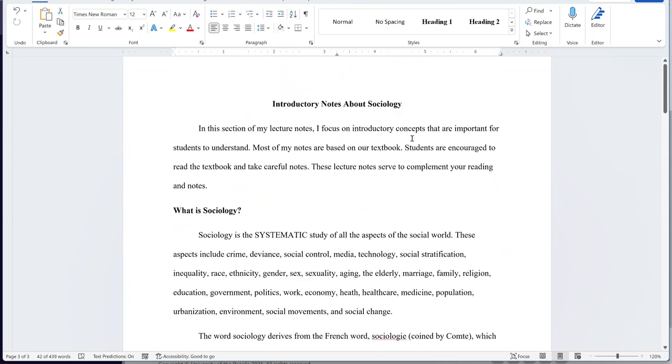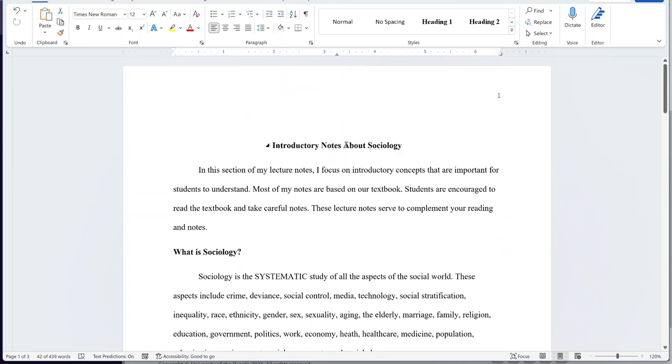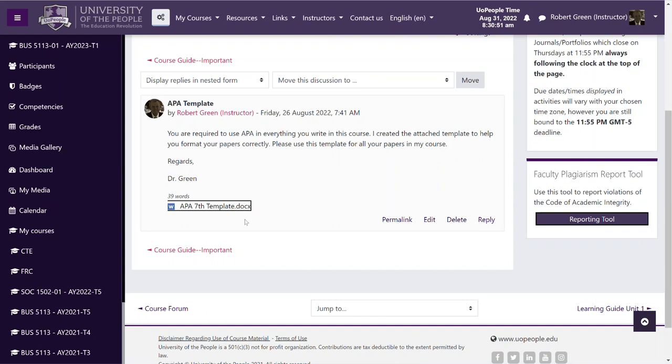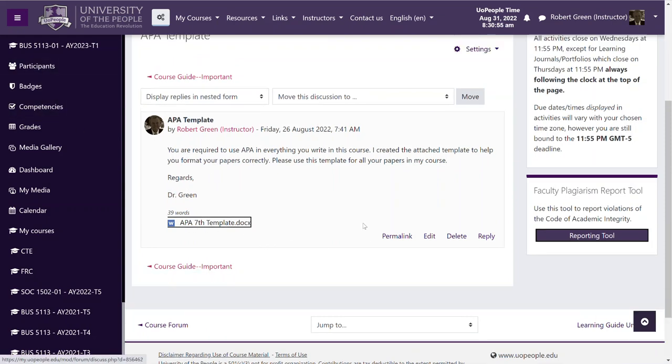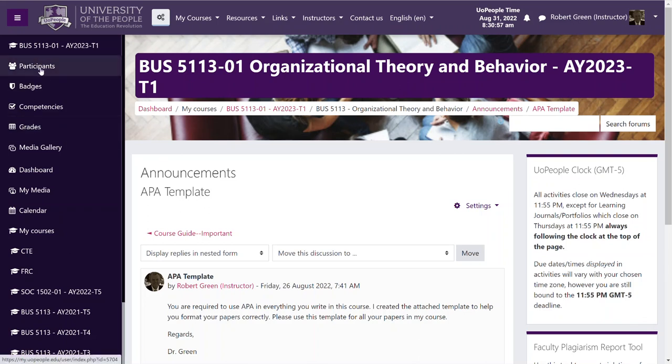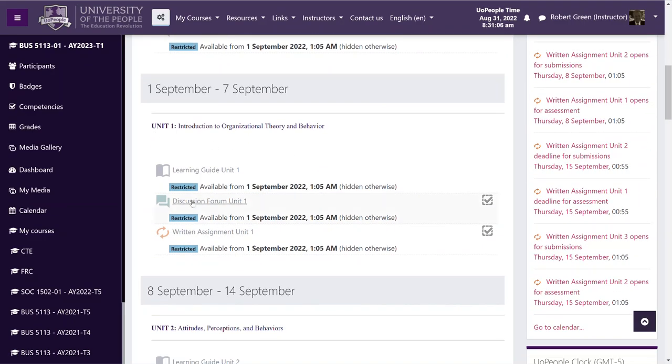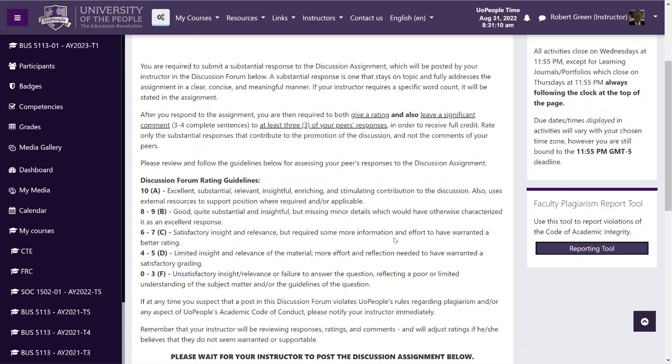So let's go back. This is the template we're going to use. Let's leave this for now, and let's go back to the assignment and look at what our first paper is going to look like. So we go to week 1, unit 1, and let's go to the discussion forum and open it up.